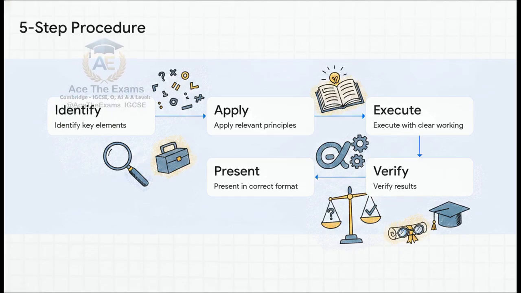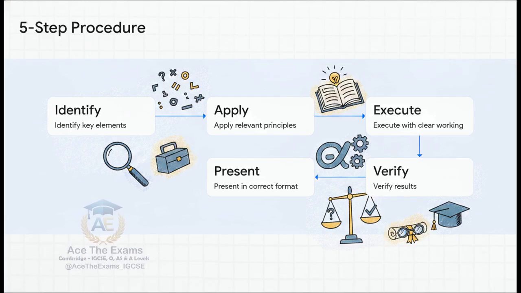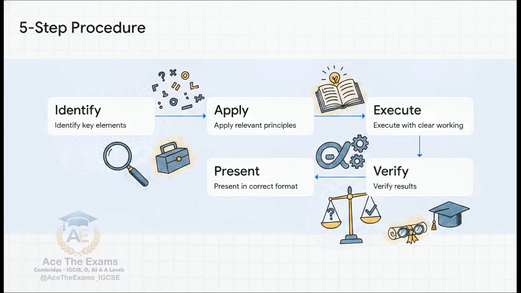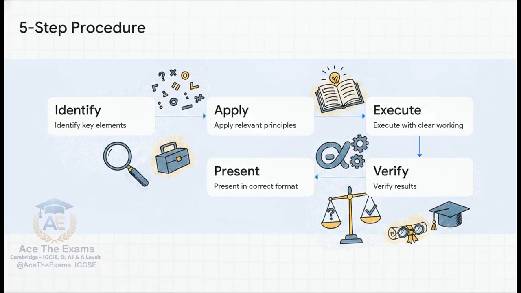Step 1. Identify key elements. You have to isolate the raw data coordinates from the noise of the word problem. Step 2. Apply relevant principles. Reach into your investigative toolkit and pull out the exact correct formula. Step 3. Execute analysis with clear working. You must forcefully yet cleanly manipulate the algebra to reveal the truth. Don't hide your steps.